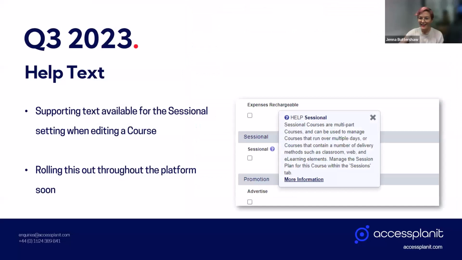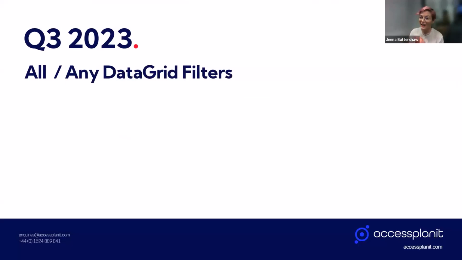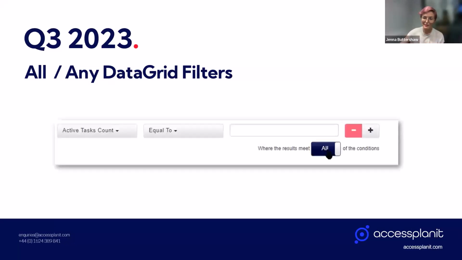Cool. Okay, and then the final feature that went live in Q3 is our all or any data grid filters. So I've been very excited for this one for a while. So it's just a simple toggle that's available in all your data grid filters, and it lets you control whether all the criteria in your filter needs to be applied, or just any one of the criteria needs to be applied. So I have made one that I can just quickly show you.